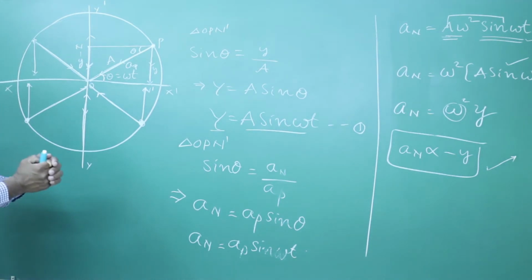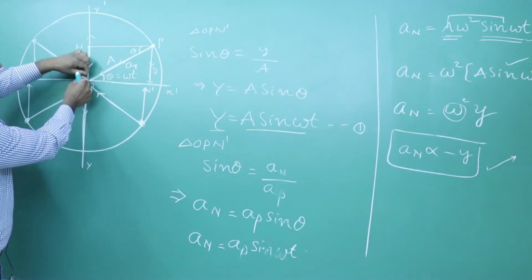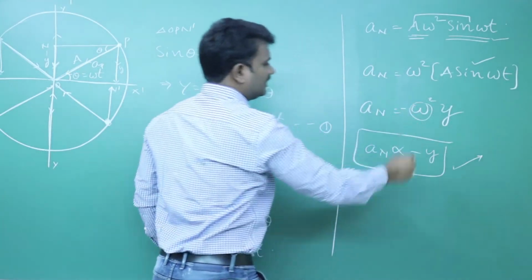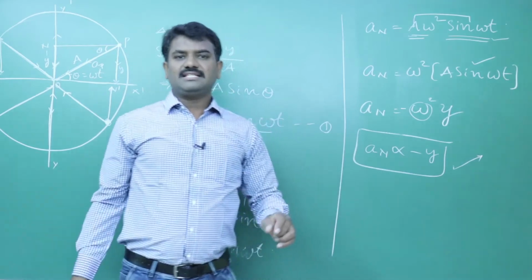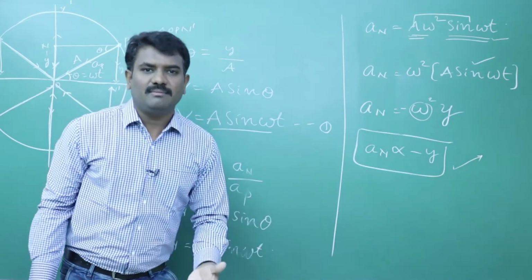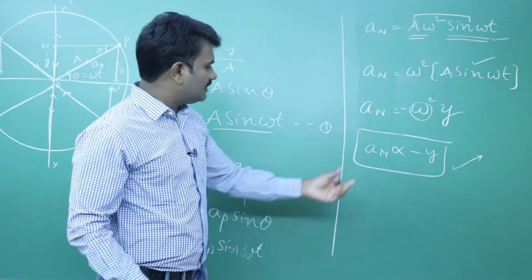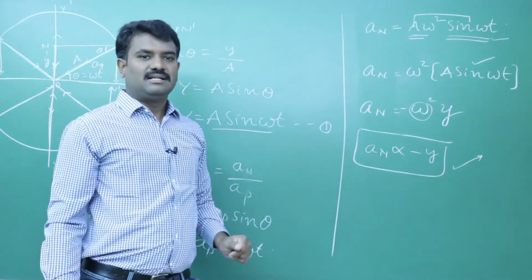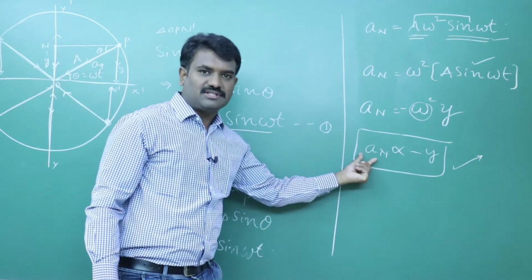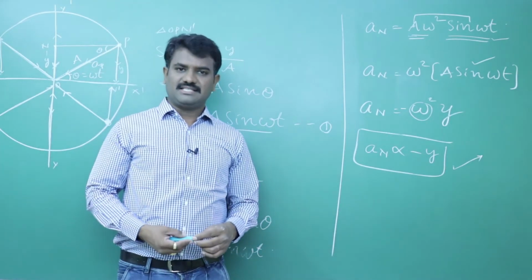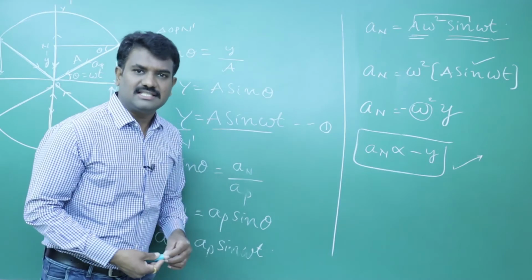But the displacement is always away from the center, means the displacement and acceleration are always in opposite directions. That's why we have to keep a negative sign here. As the particle is revolving with a uniform angular velocity, omega is constant. If I remove this omega, I need to place a proportionality symbol. That's why AN is proportional to minus y. Means the acceleration of the normal, or the acceleration of the projection, is always directly proportional to the displacement, but in the opposite direction. These are the conditions for SHM. So our SHM conditions are satisfied.